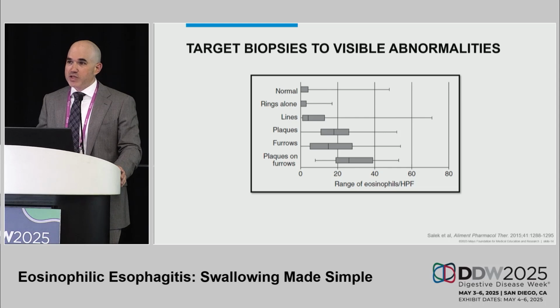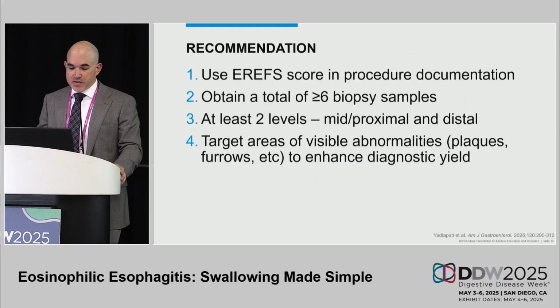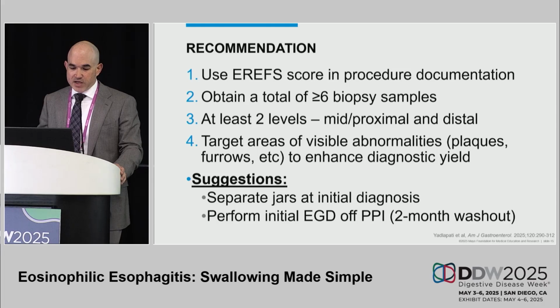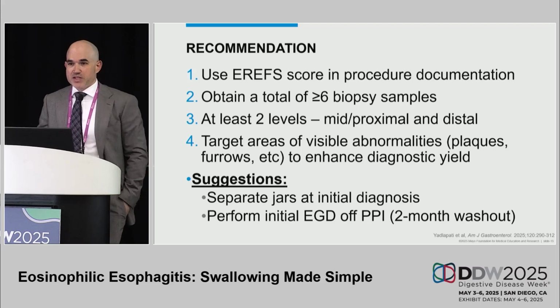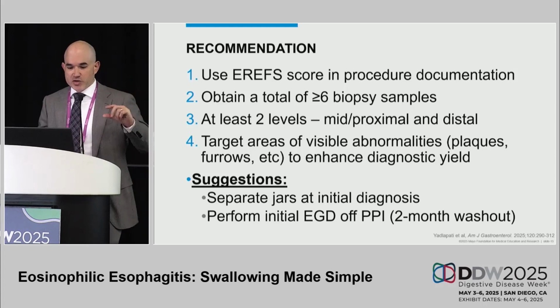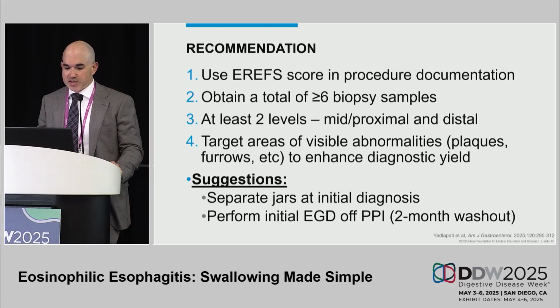So if you want to really standardize and make sure you're getting the most accurate information, try to target those areas of visible abnormalities. These things are not in the guidance document I just shared with you, but just some suggestions I have. Probably good to separate jars at the initial diagnosis. Certainly after you take your initial biopsies and you're following a patient over time, once you feel confident of the diagnosis, you don't necessarily need to separate the jars based on the location, but you still need a biopsy throughout the esophagus. And also probably good to initially do your EGD off of PPI therapy after a washout.